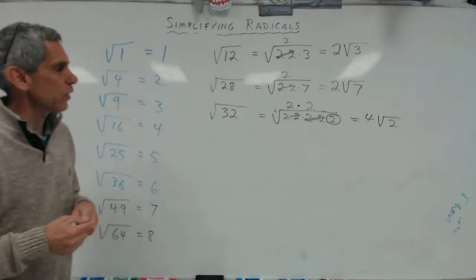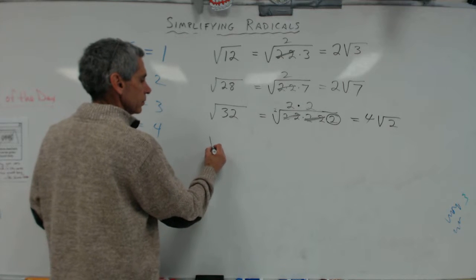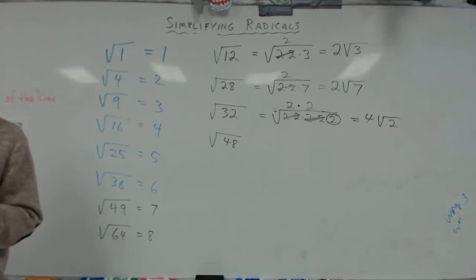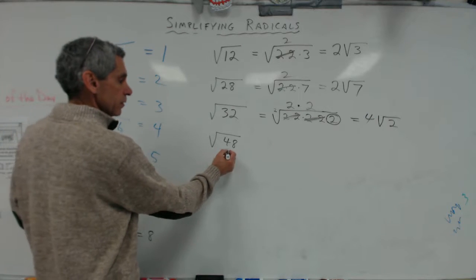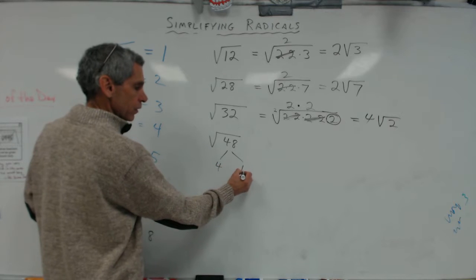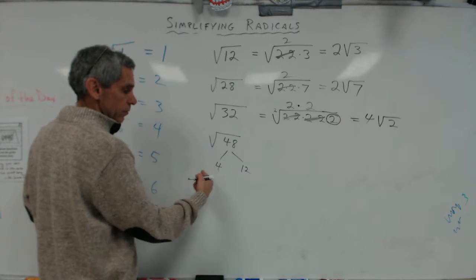So let's just try another one. How about a whiteboard marker for you. Square root of 48. I don't like it. Square root of 48. So I don't know, like 4 times 12 maybe? I'm going to do 4 times 12 or 6 times 8, we could have done that, it doesn't matter.